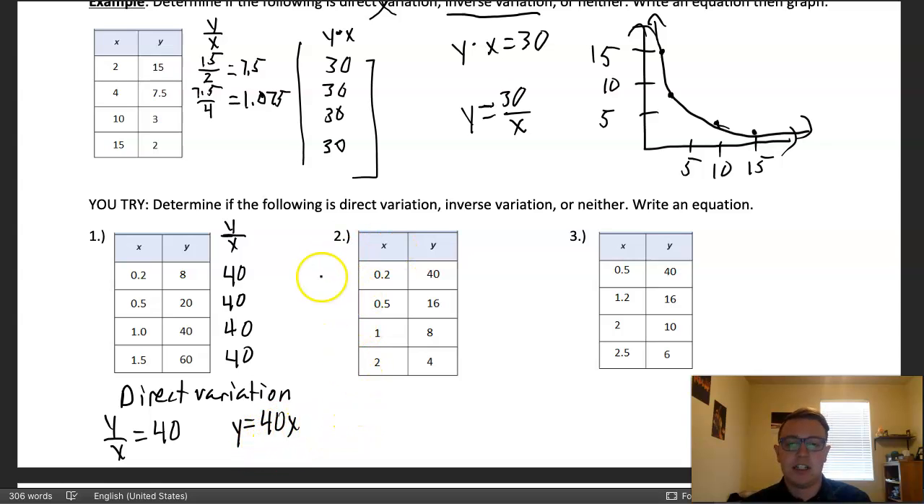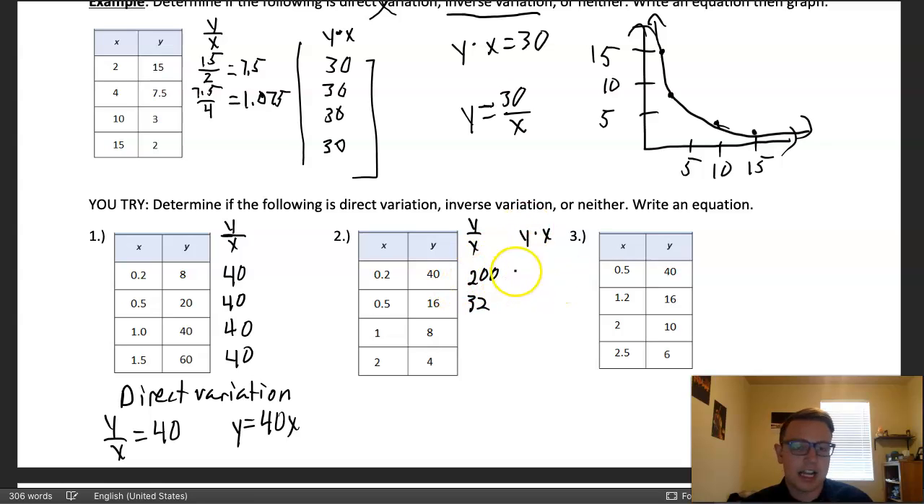What about this second one? Is it direct variation, inverse variation, or neither? And what's the equation? Right, let's start out by trying to divide. We're going to take y divided by x. So that's going to be 40 over 0.2. 40 divided by 0.2 gives us 200. Okay, what about 16 divided by 0.5? That gives us 32. So we know this isn't direct variation. These two are different. Dividing tells us whether it's direct variation. Multiplying tells us whether it's going to be inverse variation.